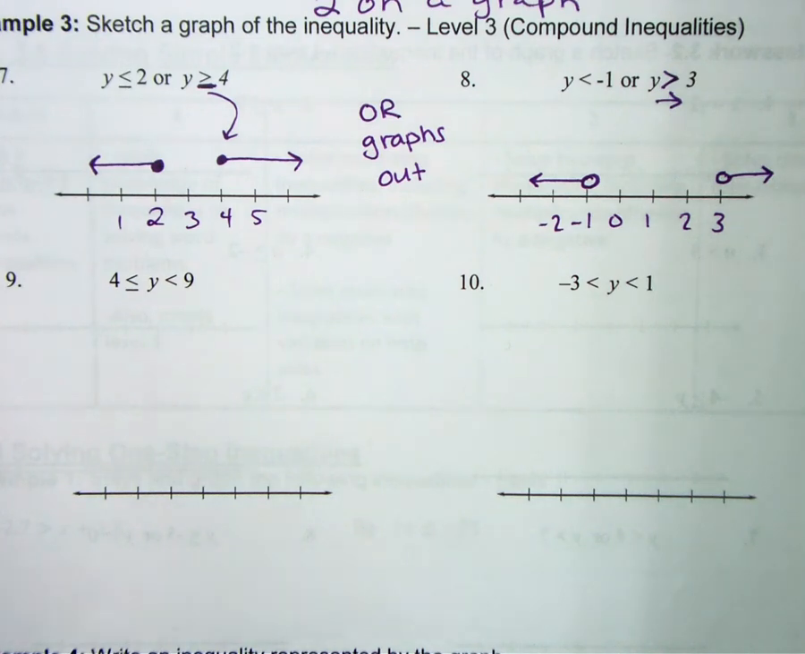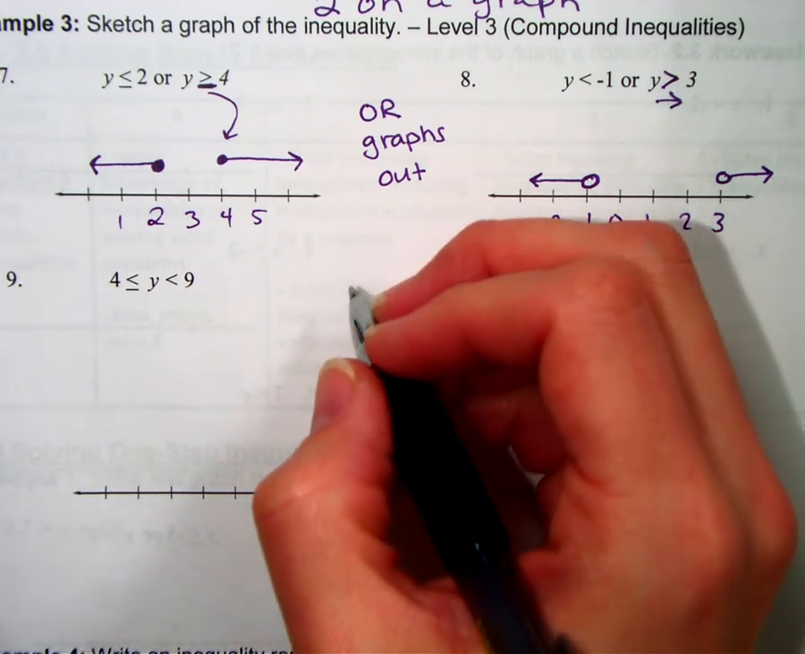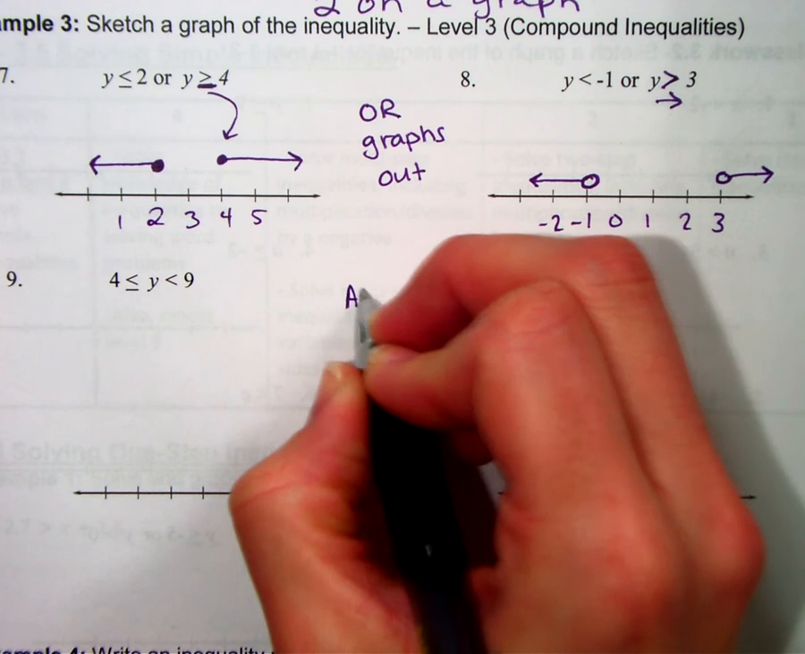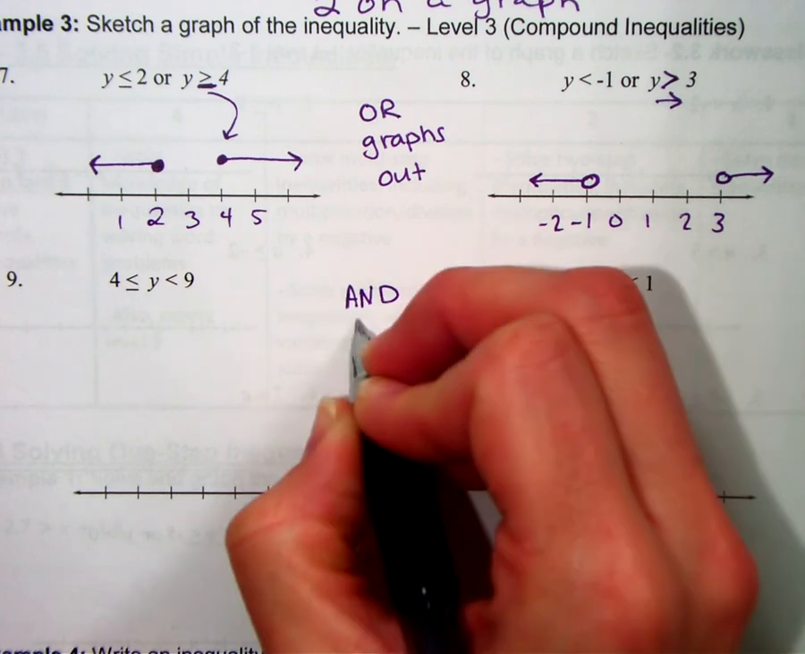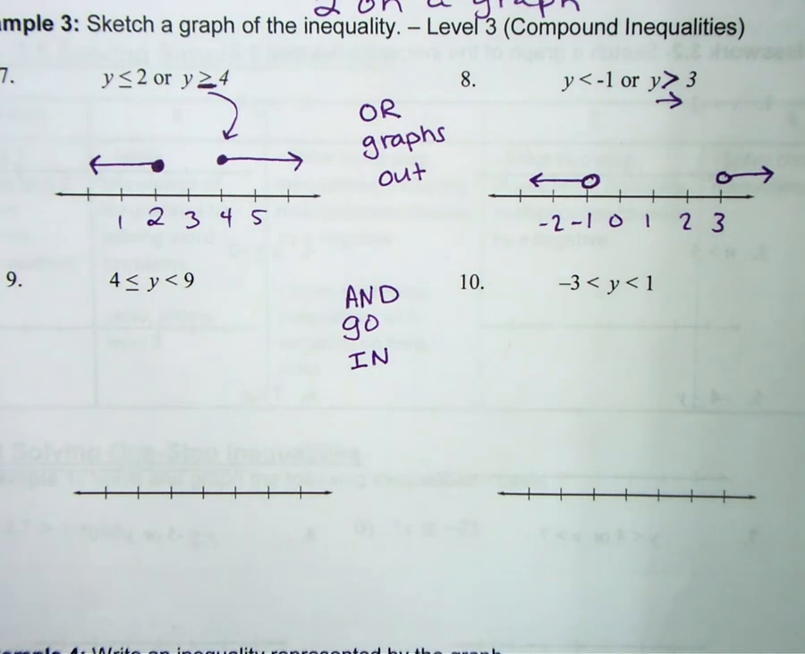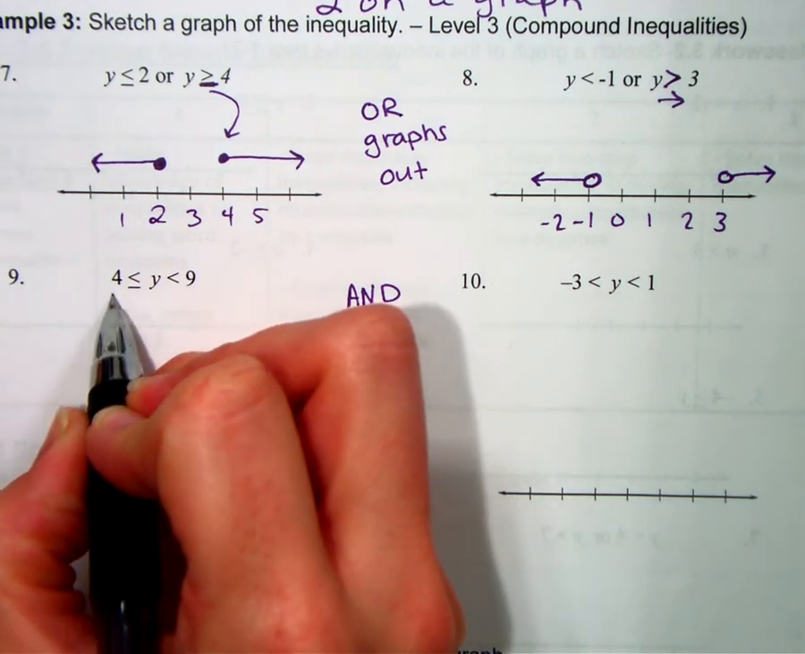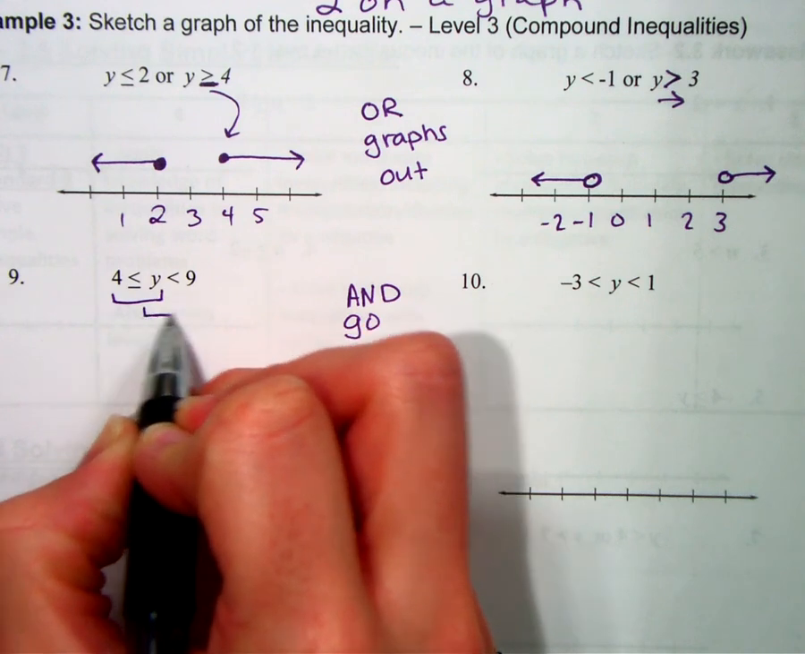If it doesn't say the word or, if it says the word and, this doesn't seem like it says the word and, but it is. This is an and. And graphs go in. Ands go in. Ors go out. Okay, so this doesn't seem like an and. There are 2 things here. There are 2 different graphs.